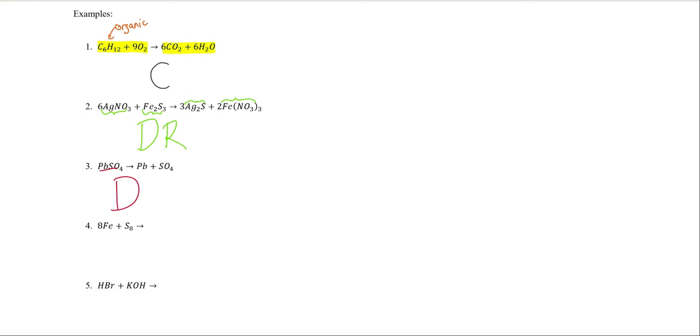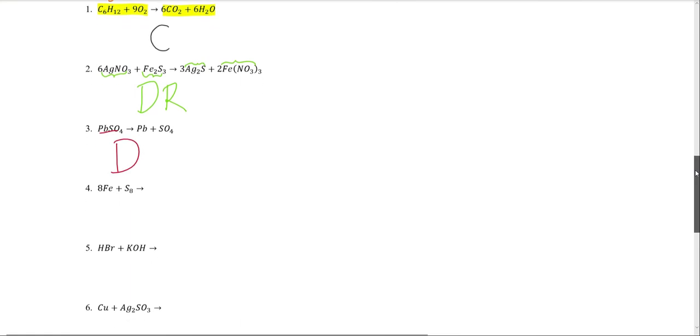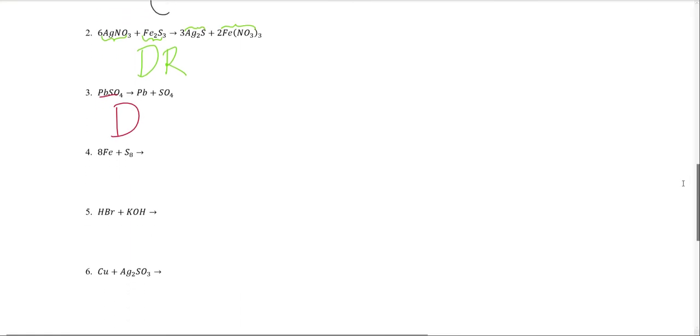Now things are getting a little trickier in the next 3 questions, as I have not provided any of the products. We're going to have to figure out exactly what's happening just by looking at the reactants. So example 4 here has iron and sulfur reacting together. Well, iron is an element and sulfur is an element. If you take a look at your rules, an element plus an element, just two elements, what's going to happen there is a synthesis. A synthesis is what happens when you have just two elements reacting together.